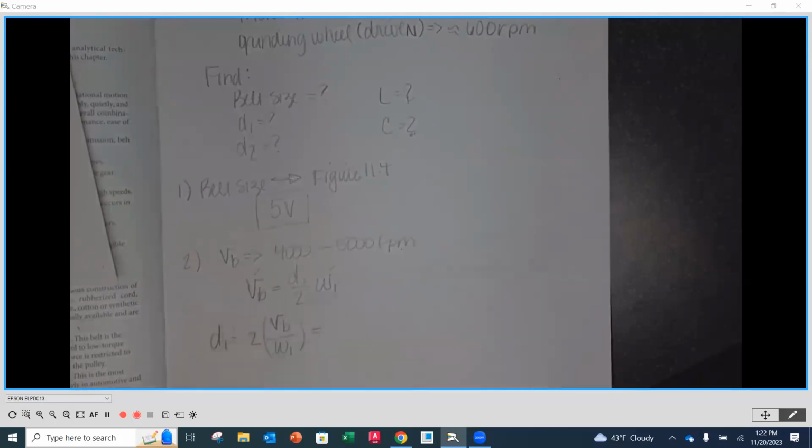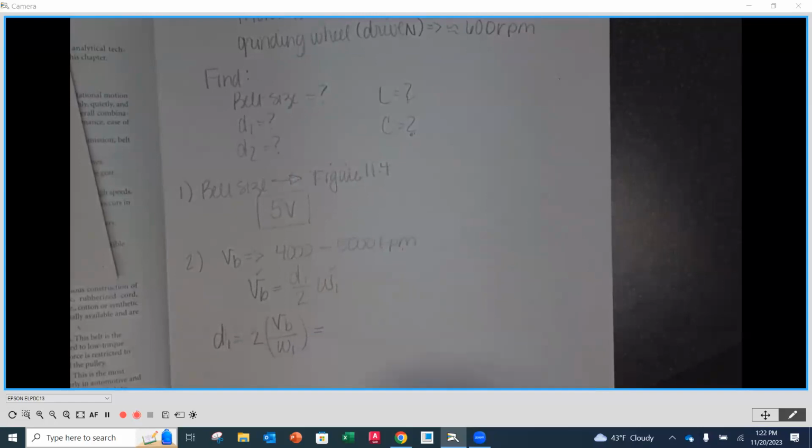Now, in the example problem, this is the range that's optimal for transmitting your horsepower and RPMs efficiently. So what we're going to do is, in the example, they pick 4,500 just to kind of target the middle of the road here. So they're going to go 4,500 and their value is in feet per minute.